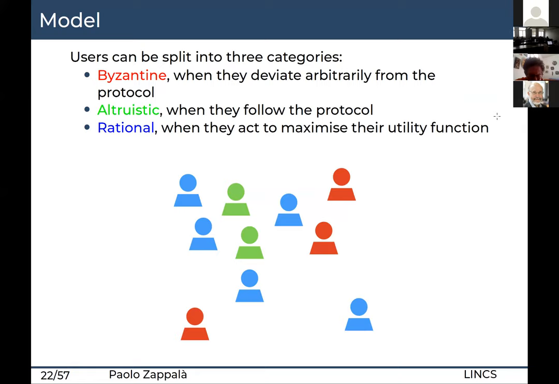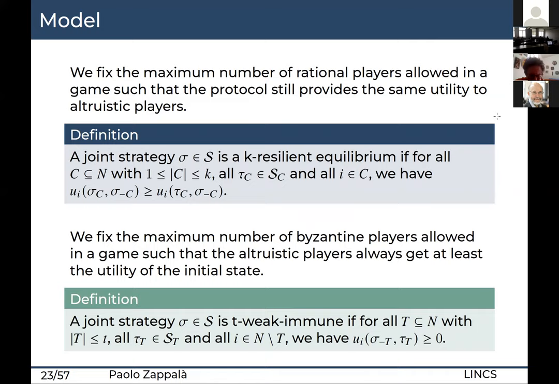The indices that we want to provide to analyze any single mechanism are the maximum number of rational and Byzantine players that we can accept within a system, so that the result for altruistic players is always the same. How do we formalize that? We have a notion known in the literature, resiliency. If we have a certain number of rational players, let's say K, we want that if these K players coordinate in some way, they still find it convenient to follow the protocol rather than not follow it. Technically, we don't only want to exclude unilateral deviations, but any possible deviation of K players should be excluded because it's not worth it for them.